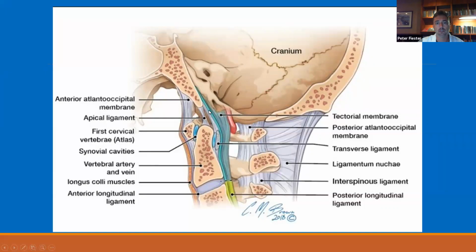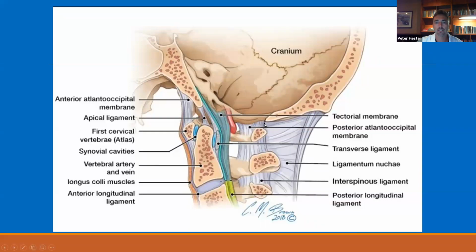And then as you go down, it forms kind of a sling where it's loosely attached to structures along the dens and then becomes firmly adherent. of impingement of the dens on the cervical cord with hyperflexion or flexion of your neck. And it also probably provides some degree of tensile prevention of dissociation between the skull base and C1-2.